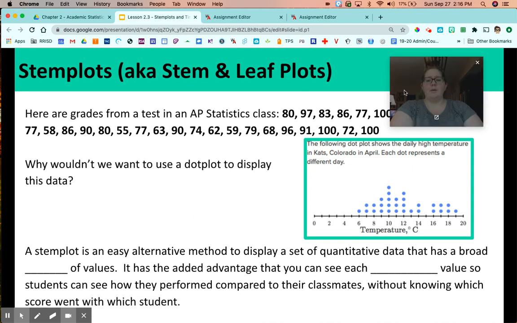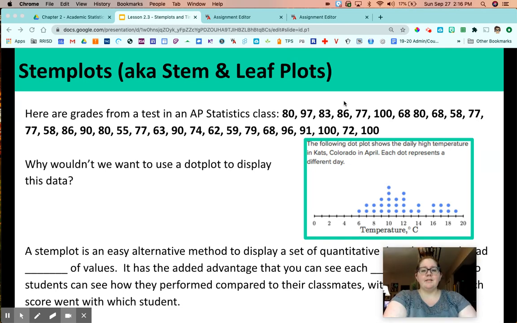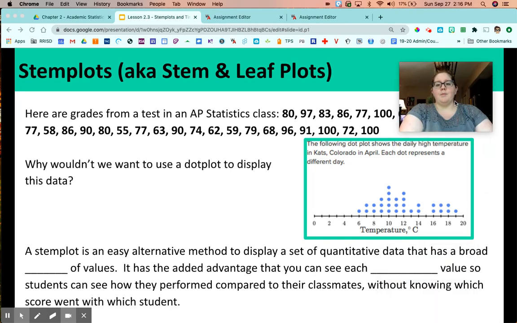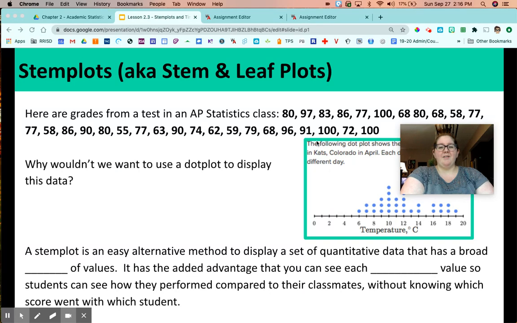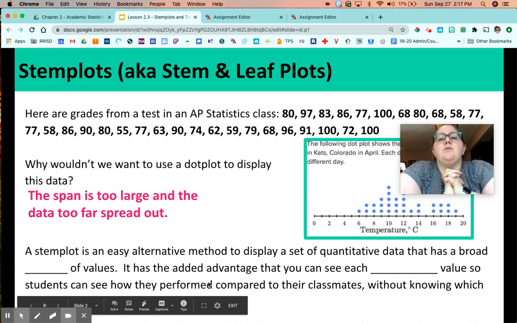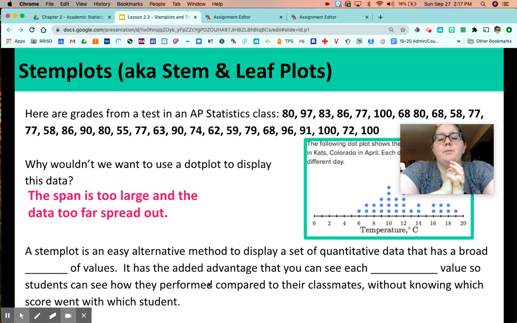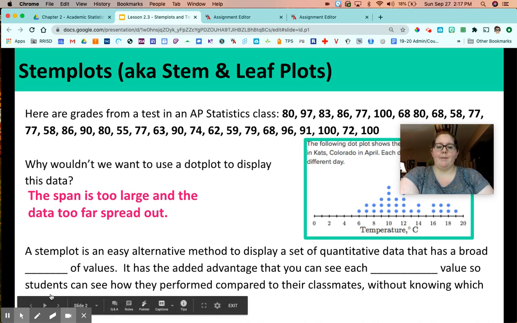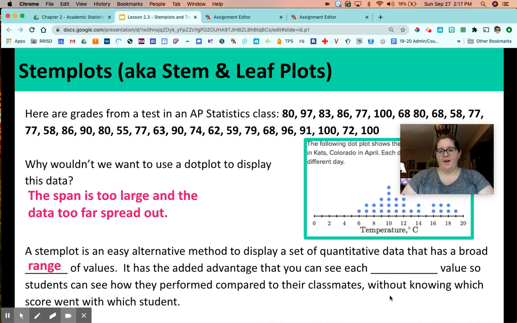So why would we not want to use a dot plot for this set of data with the grades? There are a couple of reasons. One is that we have quite a bit of numbers, and that might take some time, but also the data is really spread out. We're going from the 50s to the hundreds, so when we look at it on a dot plot, it might be a little bit more spread out than we would want so that we can really understand what's happening. So a stem plot is an easy alternative method to display a set of quantitative data that has a broad range of values.